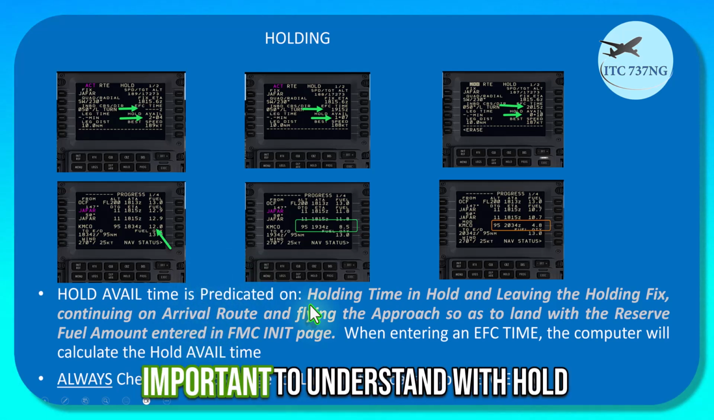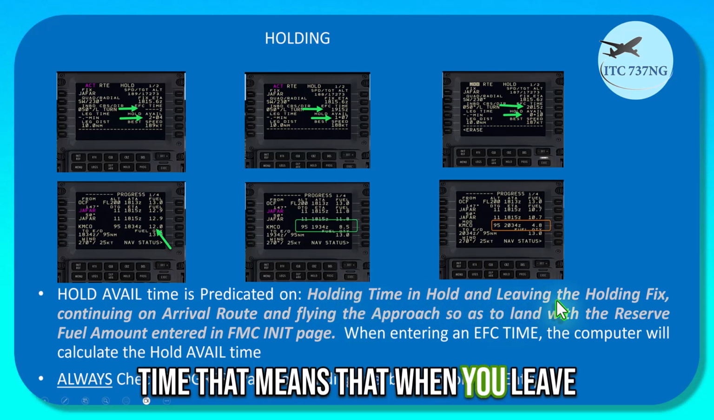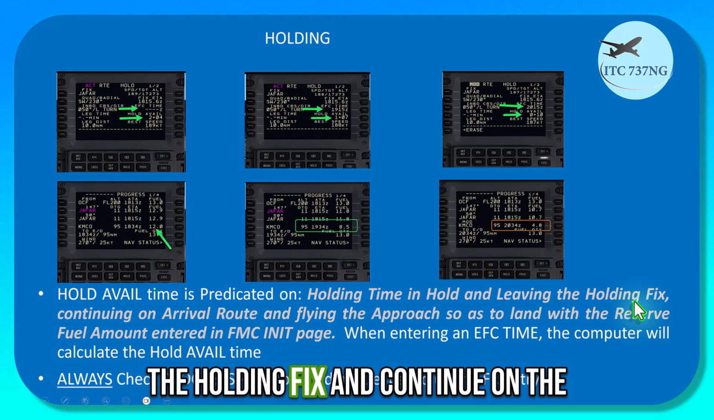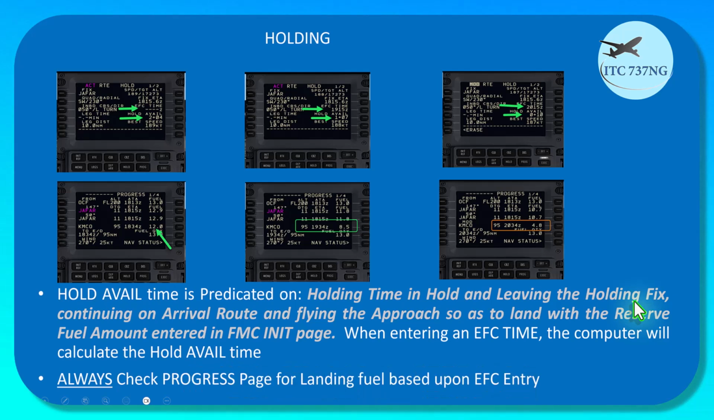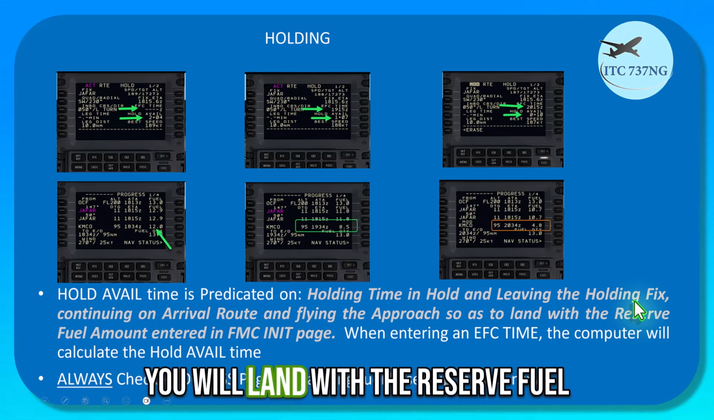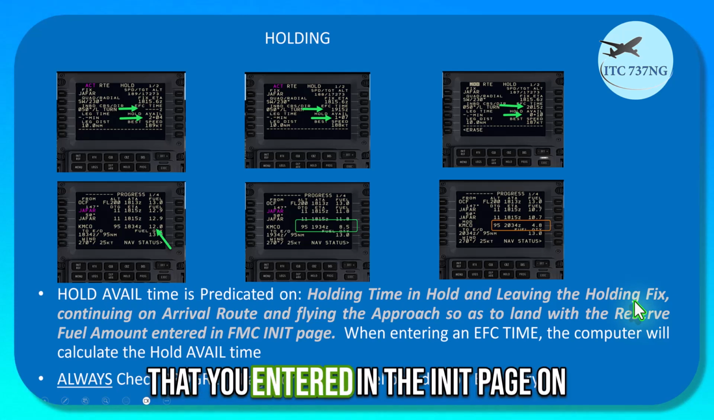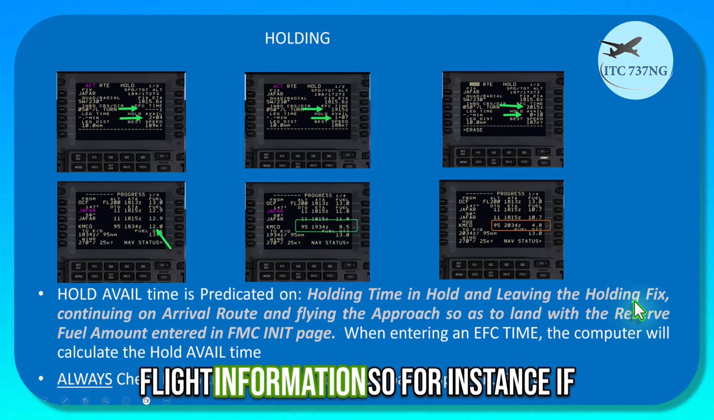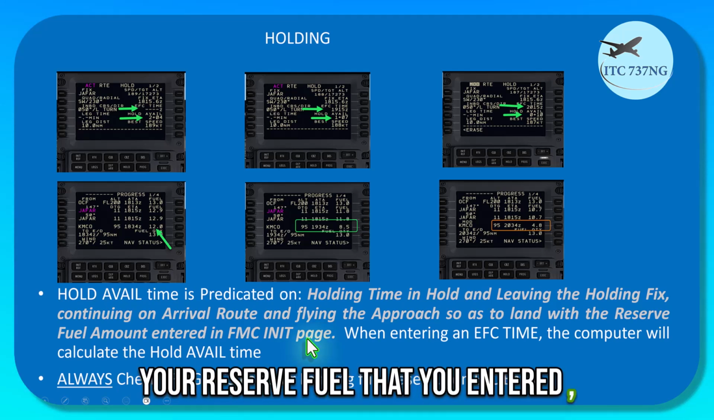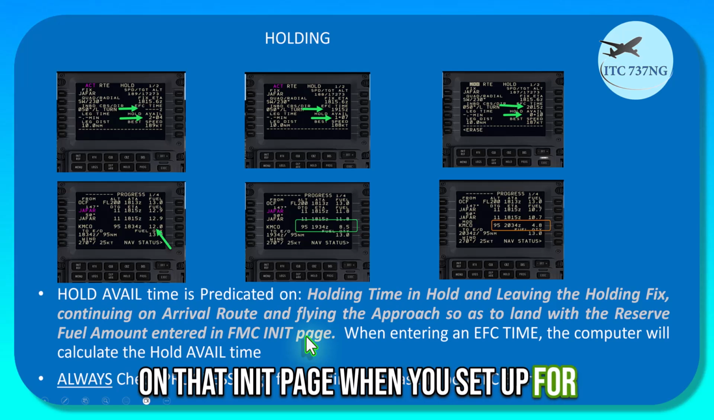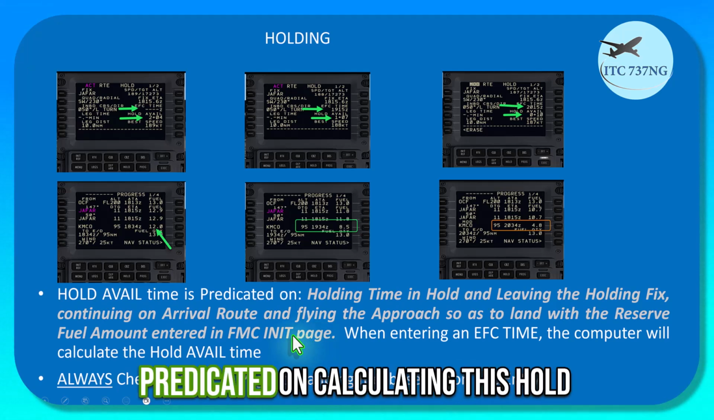What is important to understand with hold time is that when you leave the holding fix and continue on the arrival and fly the approach, you will land with the reserve fuel that you entered in the init page on the FMC when you initially entered the flight. So for instance, if you had 5,000 pounds as your reserve fuel that you entered on that init page when you set up for this flight, that's what's going to be predicated on calculating this hold time.